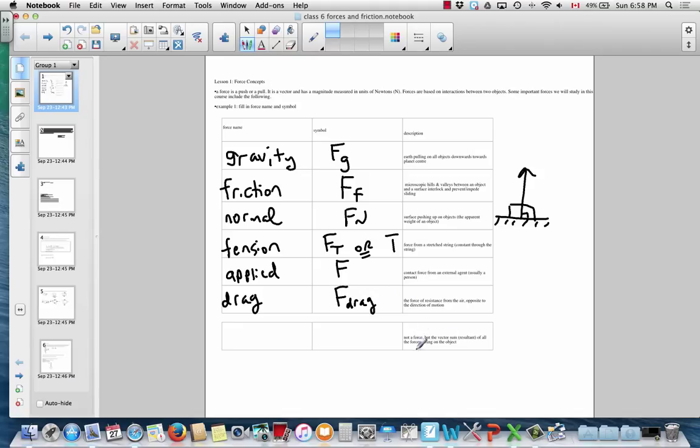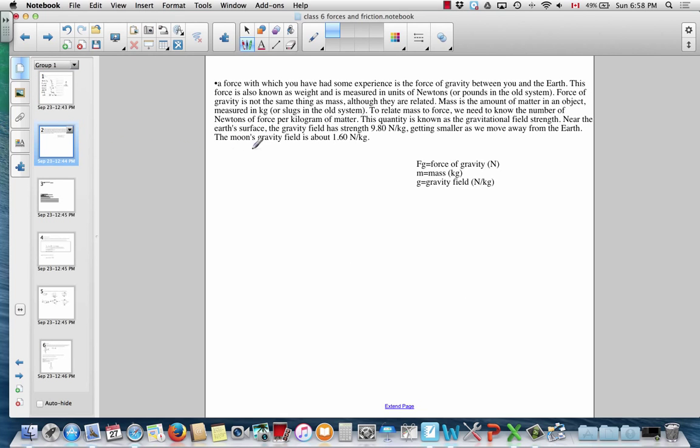Not a real force, but instead the vector sum of all the forces acting on the object. So that's the sum of the forces, or we'll also write it as F net to stand for the resultant force. Okay, so there is some terminology, some common forces.